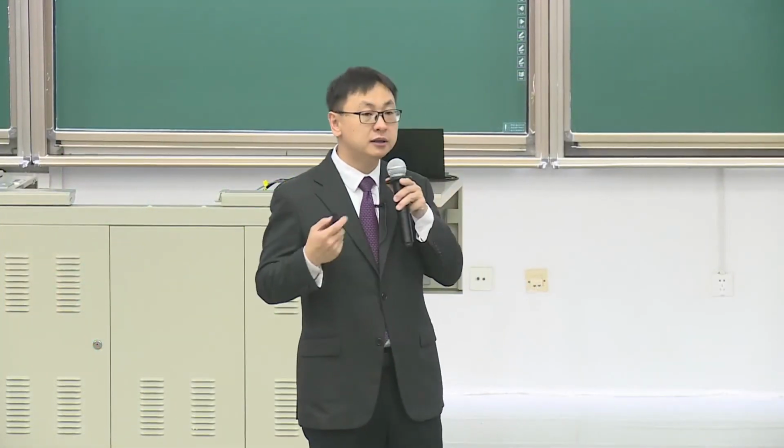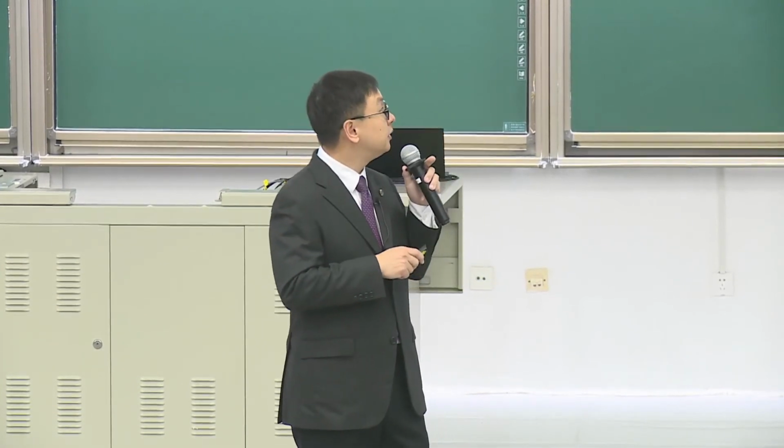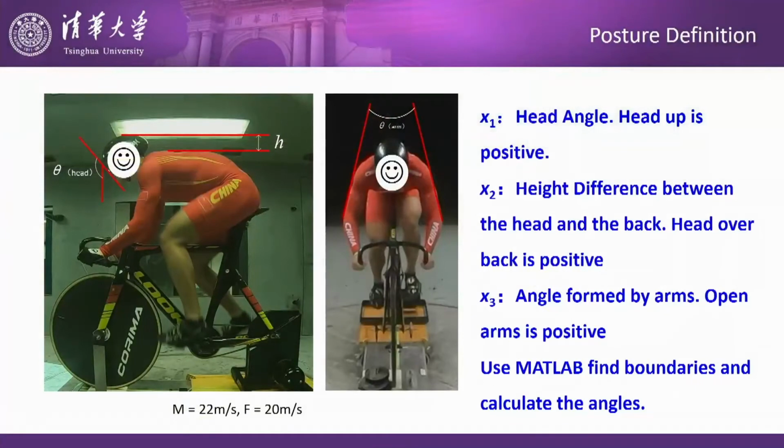Second one, height difference between head and back. The head is over back, it's positive. The third one is arm angle. The angle formed by upper arms. When you open arms wider, it's positive.